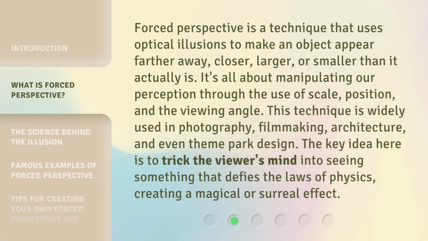Forced perspective is a technique that uses optical illusions to make an object appear farther away, closer, larger, or smaller than it actually is. It's all about manipulating our perception through the use of scale, position, and the viewing angle. This technique is widely used in photography, filmmaking, architecture, and even theme park design. The key idea here is to trick the viewer's mind into seeing something that defies the laws of physics, creating a magical or surreal effect.